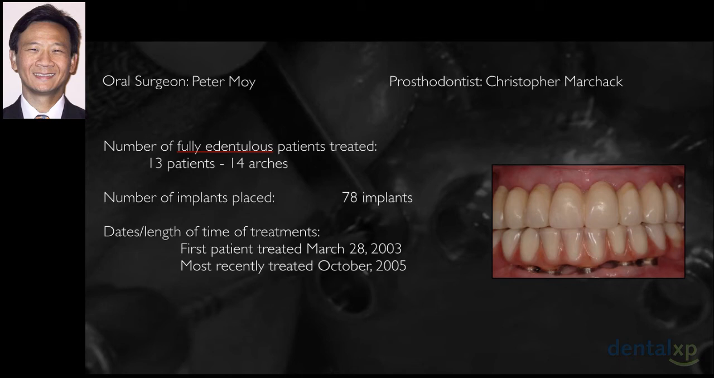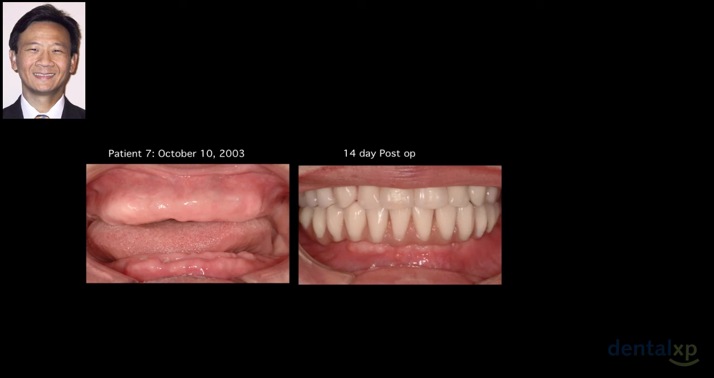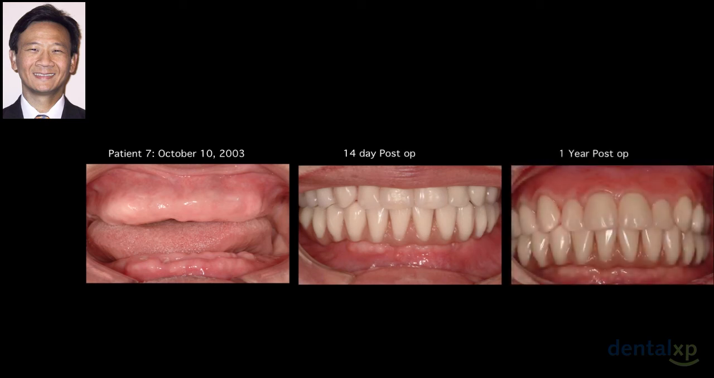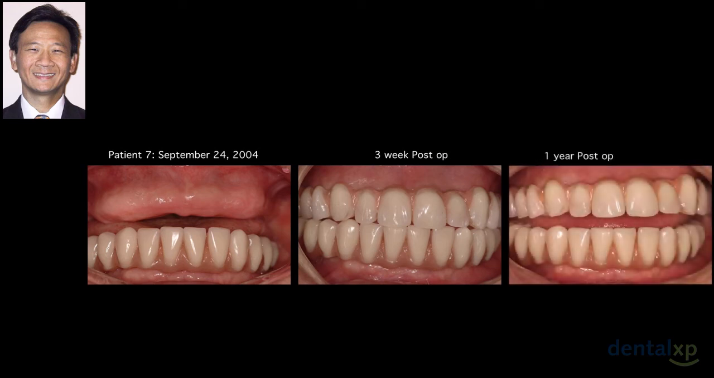As stated earlier, we treated 13 patients and 14 arches. There were 78 implants placed between 2003 and 2005. We followed up multiple patients, but this is just one of those patients that we had followed up. This patient was treated in 2003, and the mandibular arch was treated first with an immediate load prosthesis. 1 year later, this patient was treated in the maxilla, an immediate load prosthesis, and 1 year post-op.